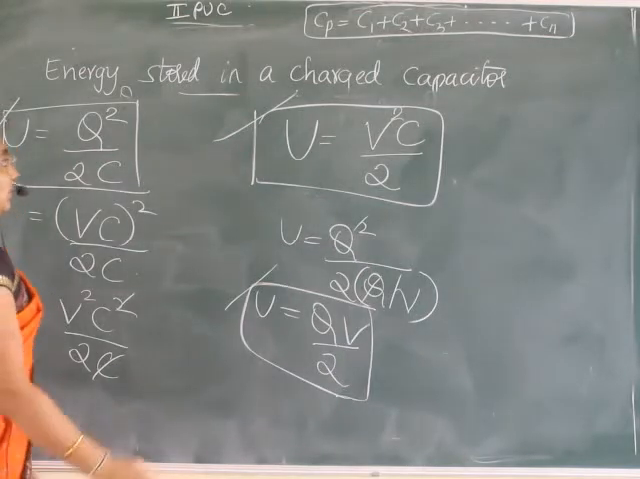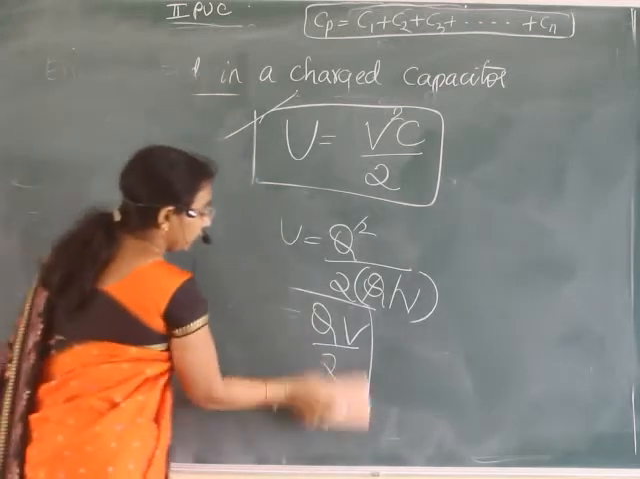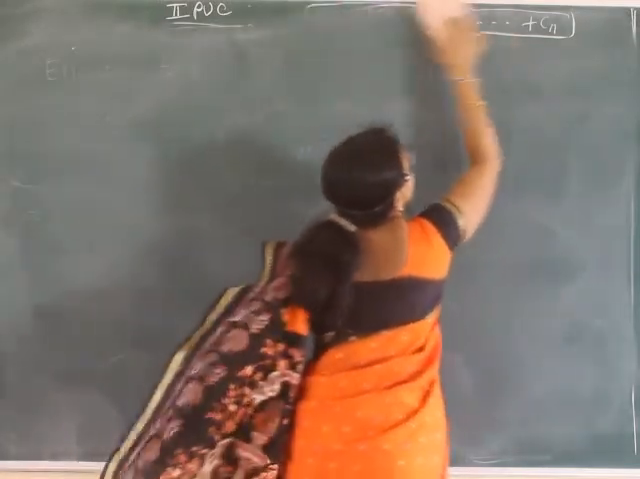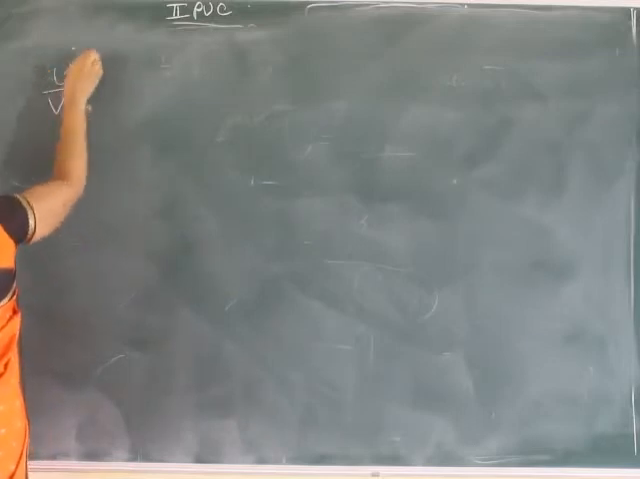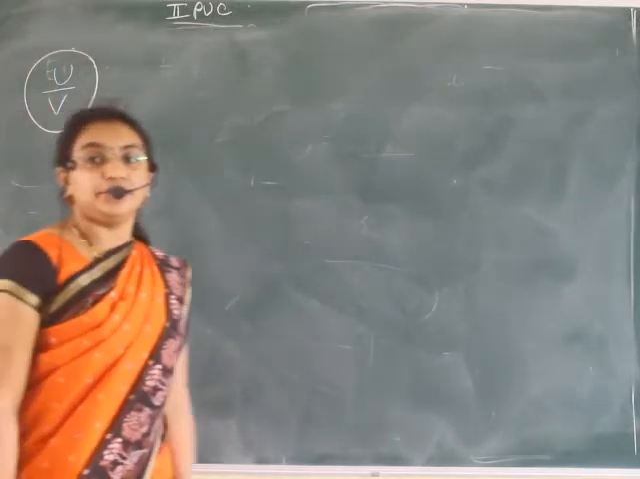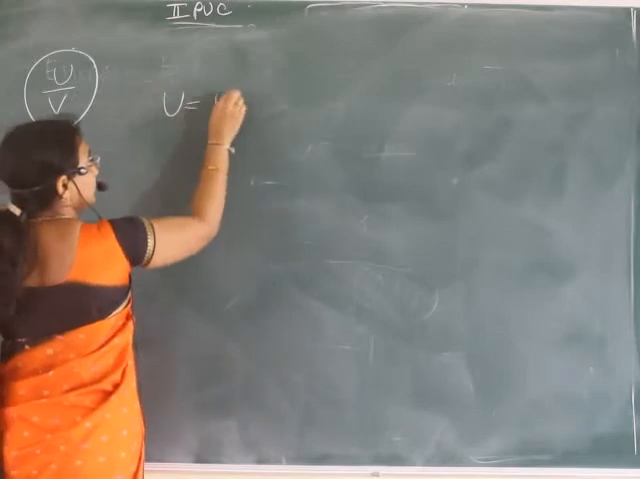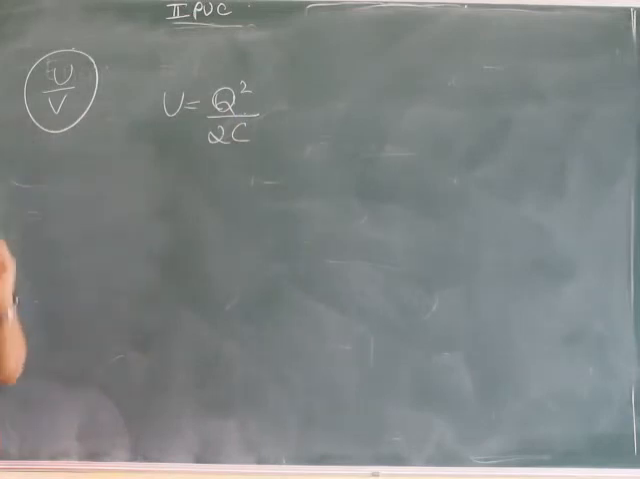Now, next, while solving the problems, one more type of question can be asked. That is, energy stored per unit volume. Energy stored per unit volume. See, we got the expression for the energy stored as U is equal to Q square by 2C. Correct? Sorry, Q square by 2C.